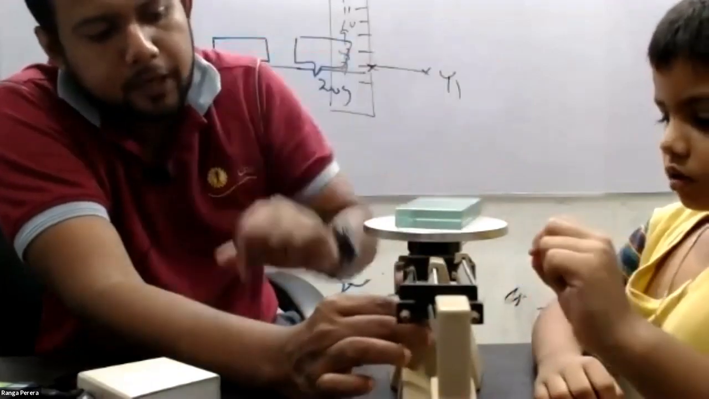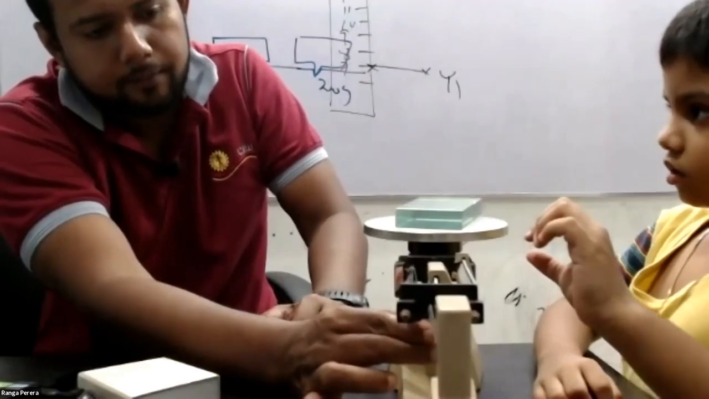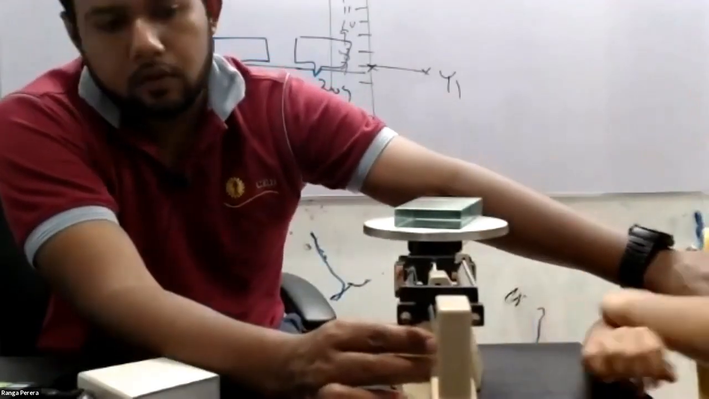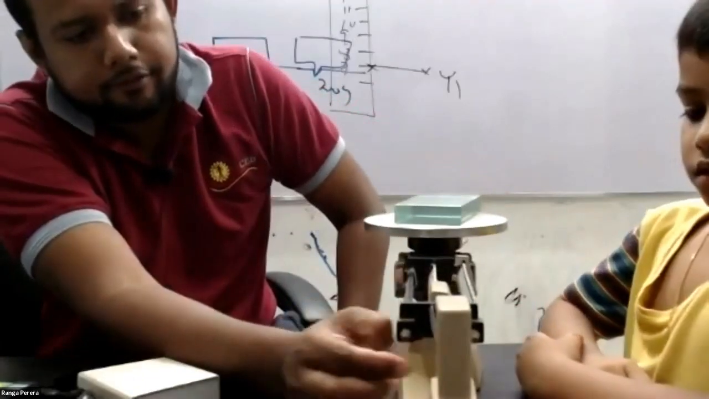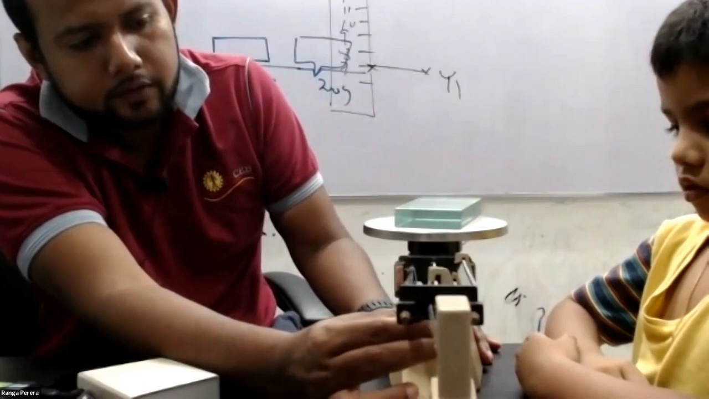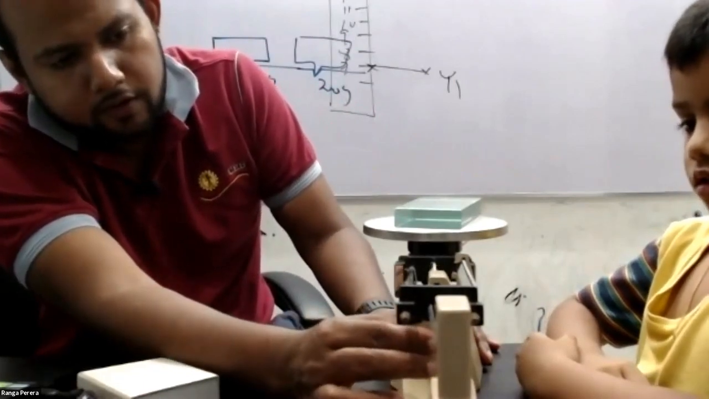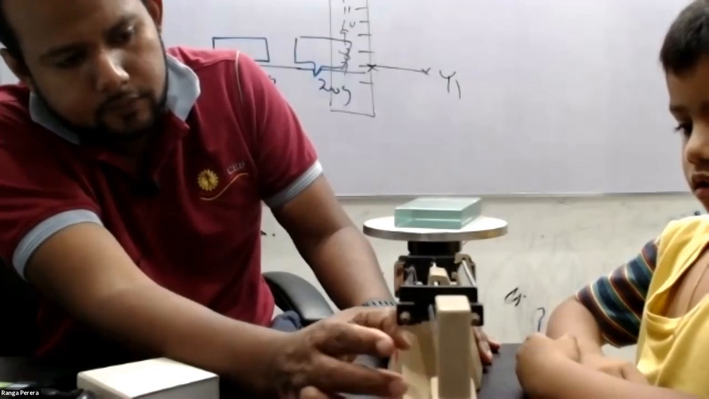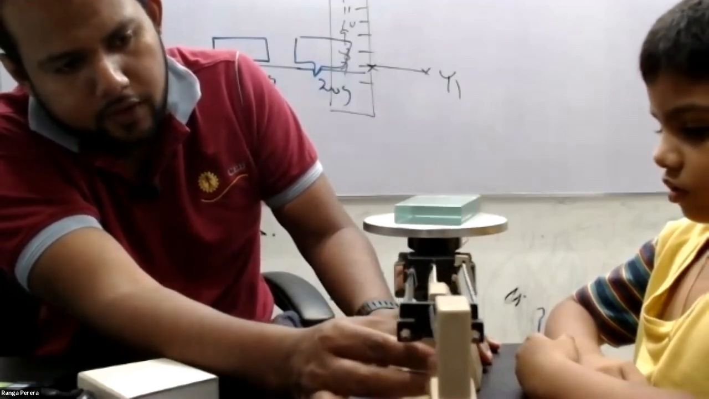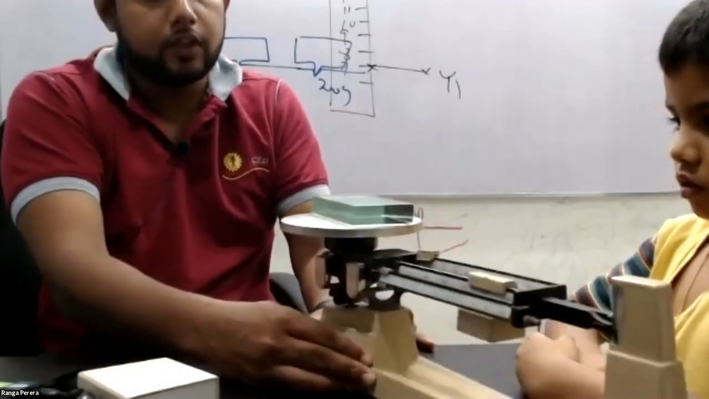I try with the larger one, 100 gram, 200 gram, sorry, 100 gram, 500. It is less than 400 gram. I will take it up to 300. If I take it to 400, what will happen? Now it is 300, okay? If I make it 400, I realize it is dropping down.